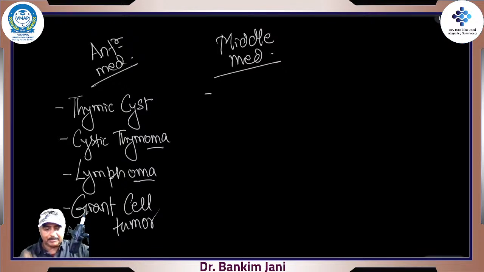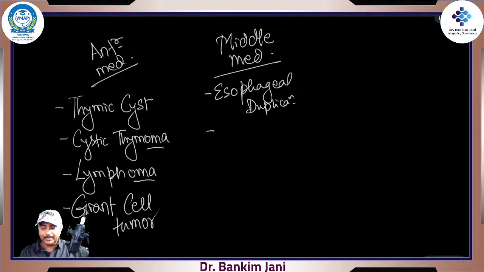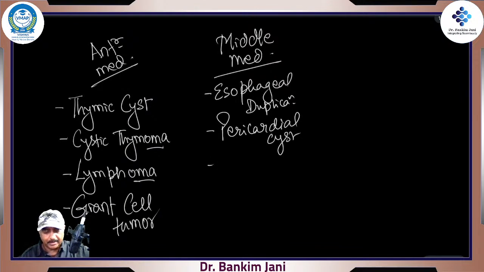It could be some congenital anomaly, in the form of, let's say, esophageal duplication. For this, we have to learn a bit about the embryology. But well, the duplicate esophagus, or it could be a pericardial cyst. In the pericardium there is a cyst.